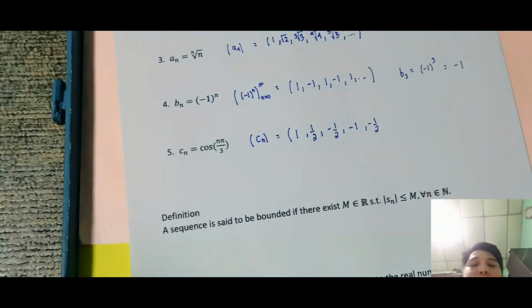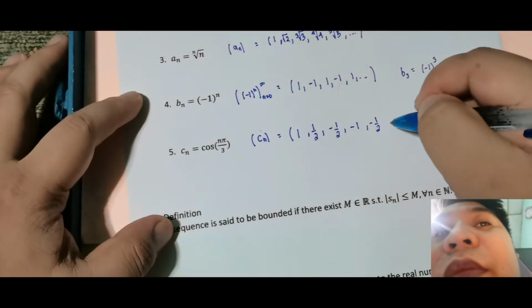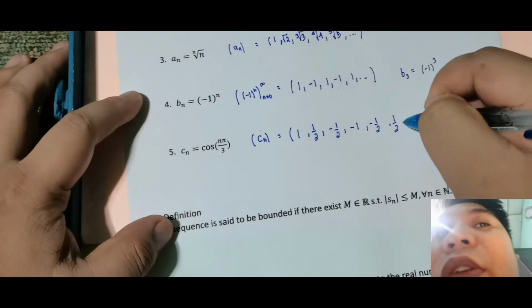Okay, next is for n is equal to 5, that is 5 over 3. Okay, so times 180. So that's cosine 300. So what is cosine 300? Cosine 300 is 1 half. Okay, so let me continue a bit.